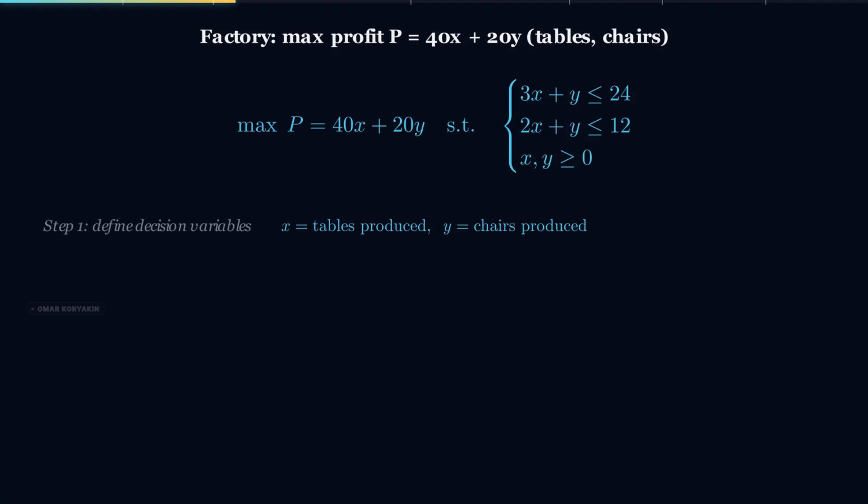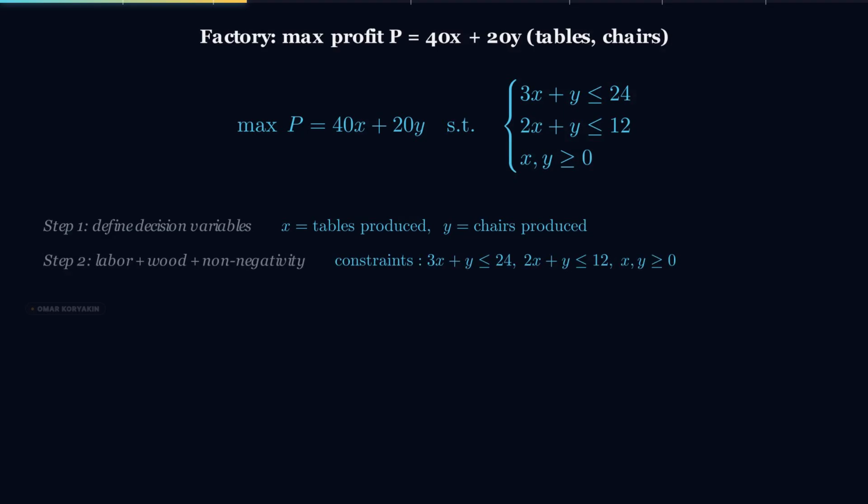Step 1. Define decision variables. Let x equal the number of tables produced and y equal the number of chairs produced. Both are non-negative integers in principle, though linear programming usually treats them as continuous and rounds at the end.